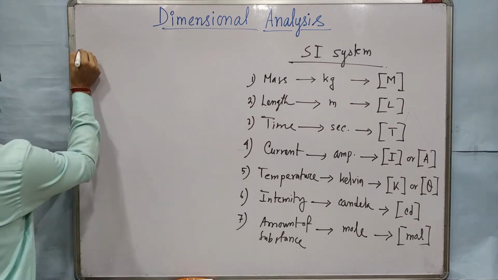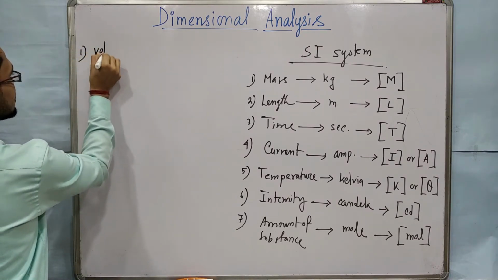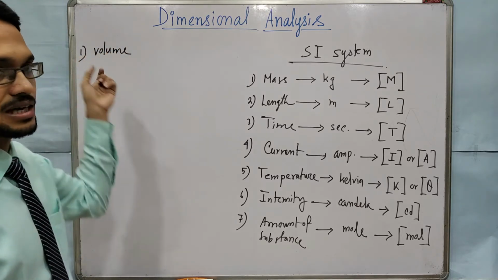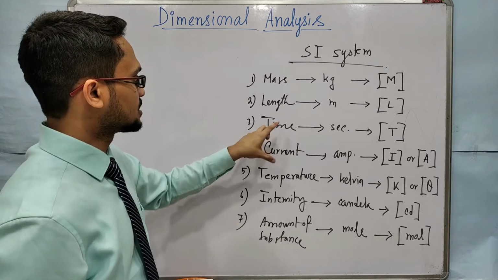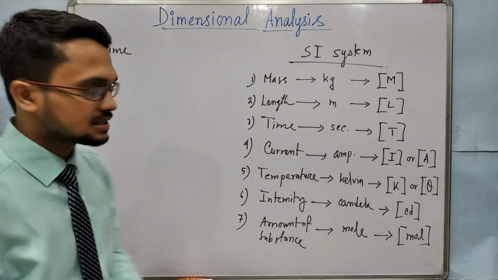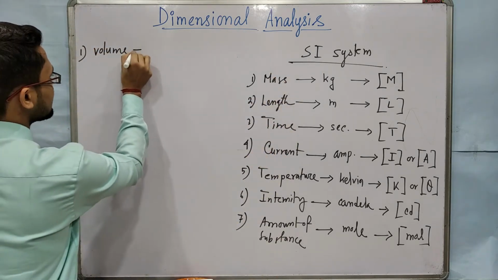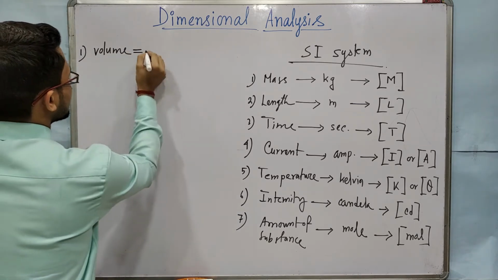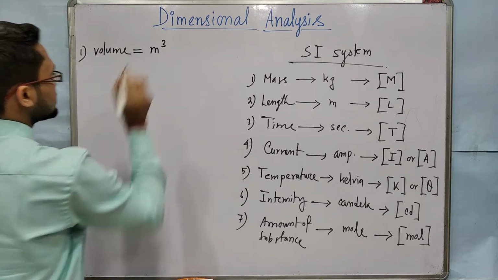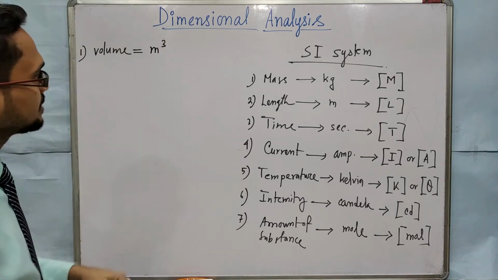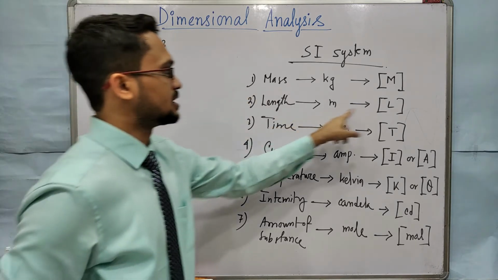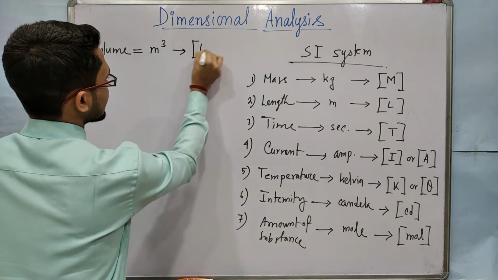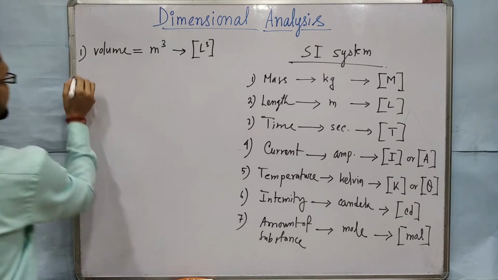I am writing first, volume. Volume is a derived quantity, because in this physical quantity there is more than one basic quantity. Volume means length into breadth into height, so the unit will be meter cube. In place of meter we will write L, so the dimension will be L cube.